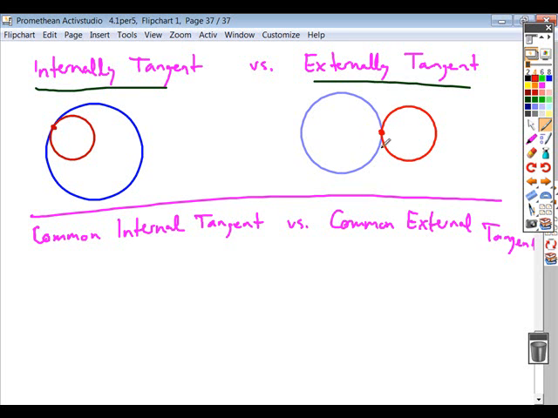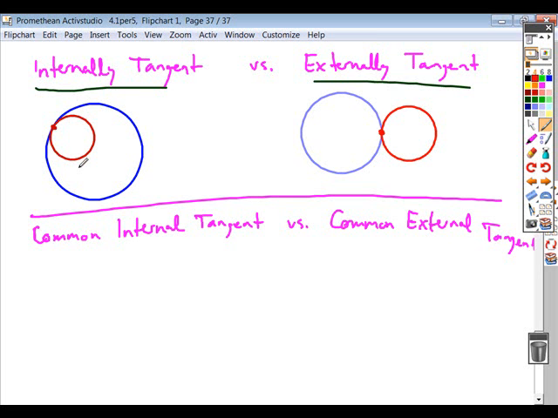Okay, so here these two circles share the single point, but the interior of one is not within the interior of the other. In this set of internally tangent circles, again, they still only share one common point. That's why they're called tangent. But the interior points of one circle are completely contained within the interior of the other circle. Okay, questions on those two distinctions?